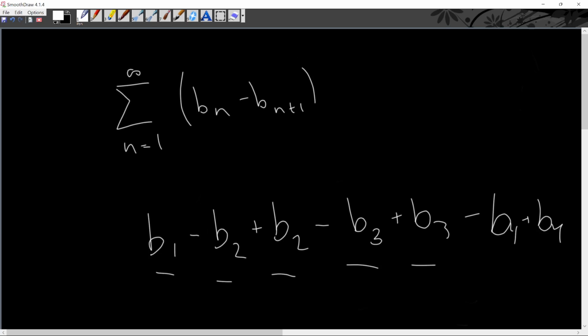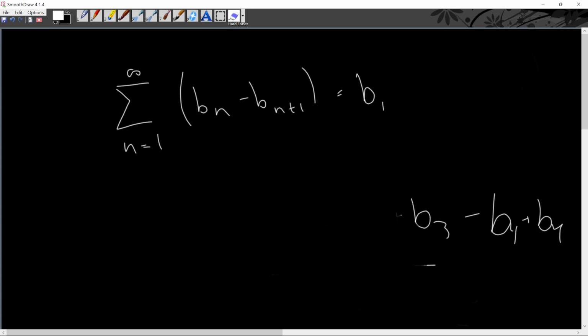That's how the subsequence was originally defined. It's b sub n plus 1, right? So the only value that you're left with is the first value. So that's just what this is equal to. So I'm just going to write that out, b1. But we can describe that as a test in a little bit.